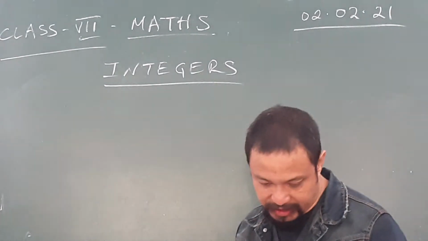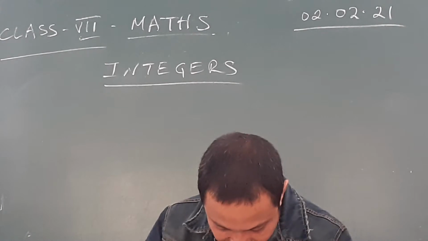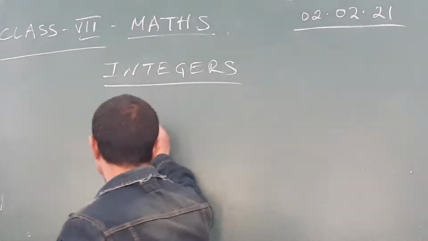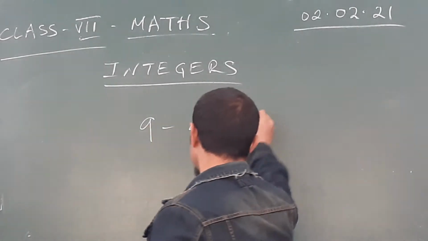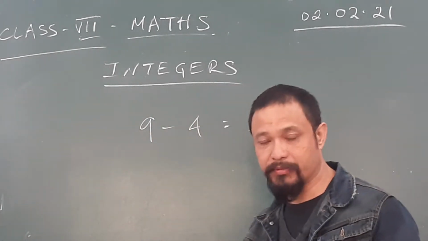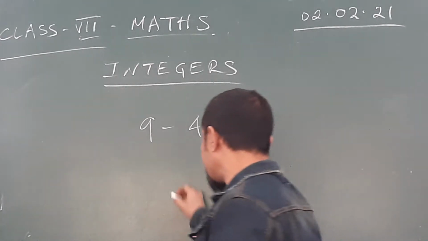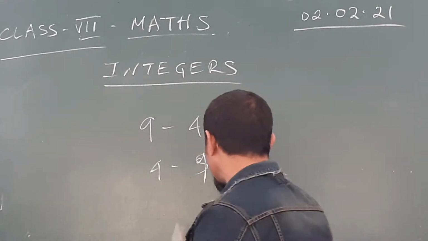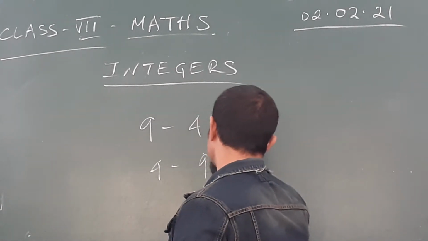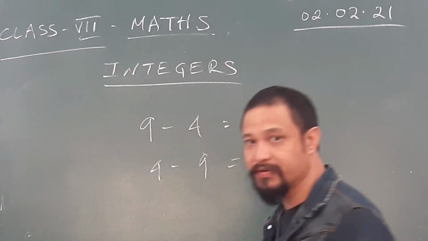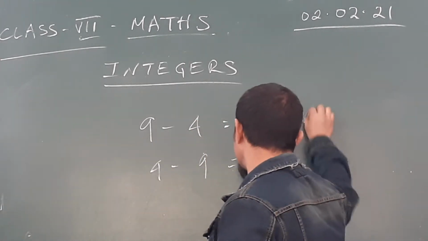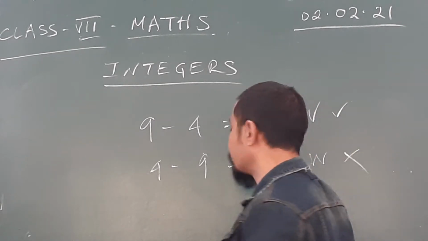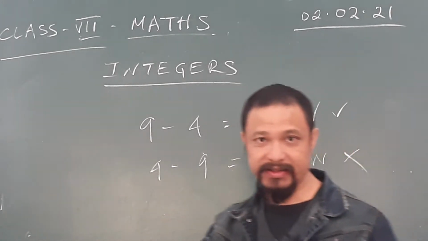For example, let's take two whole numbers, 4 and 9. When you subtract 4 from 9, you get the answer as 5. 5 is a whole number, right? But if you subtract 9 from 4, the answer is -5, which is not a whole number. This is a whole number, okay? This is not a whole number. So that's where the problem arises, right?